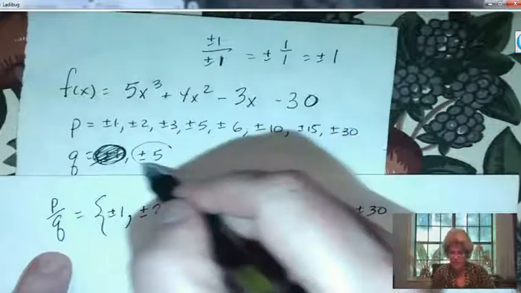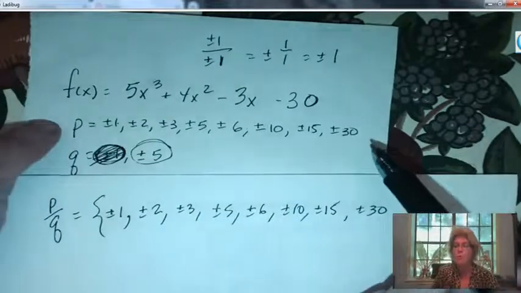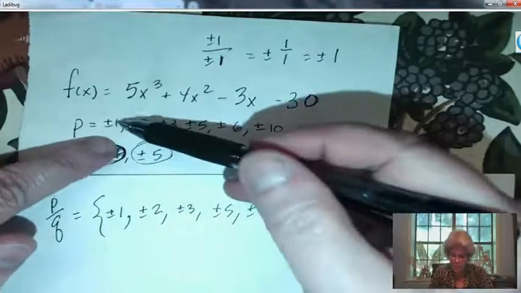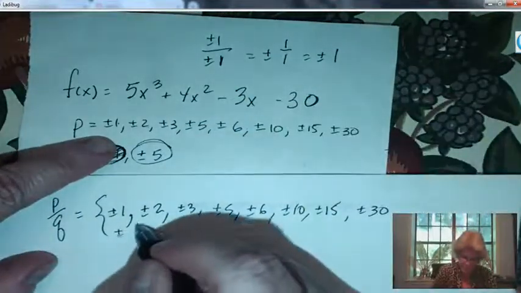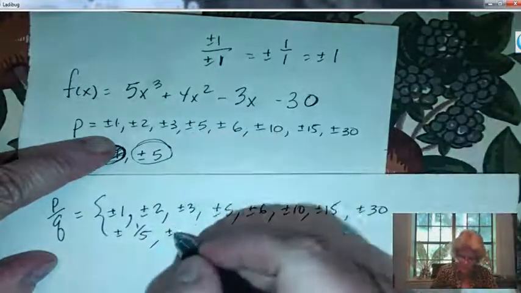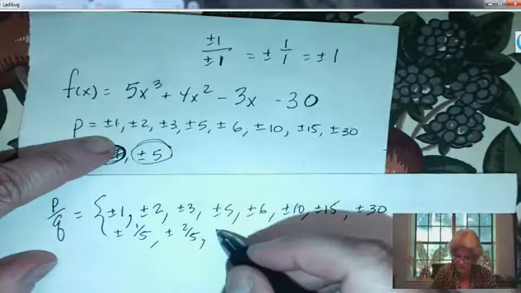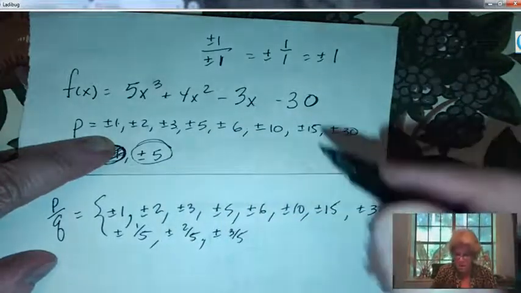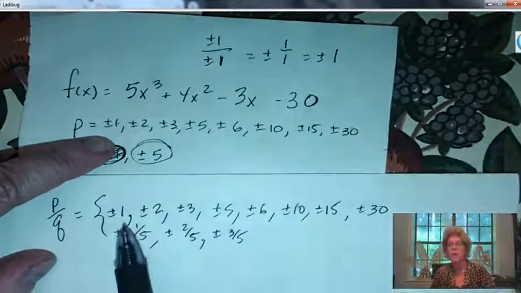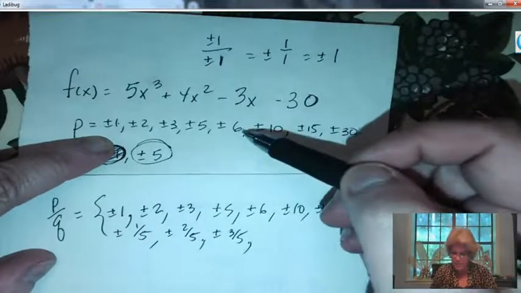I have another possibility for the denominator, and it's going to be plus or minus 5. So I'm going to go back and form all of these fractions p over q. I could have plus or minus 1/5. I could have plus or minus 2/5. I could have plus or minus 3/5. I could have plus or minus 5/5, but that reduces to plus or minus 1, and it's already in my list. I could have plus or minus 6/5.